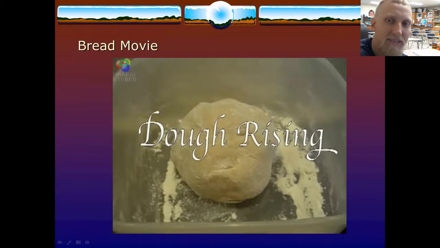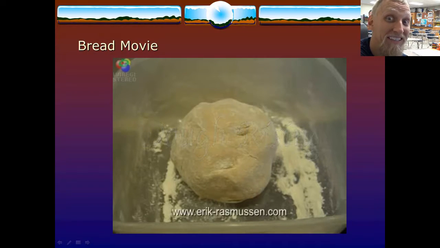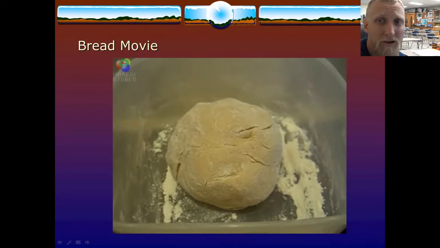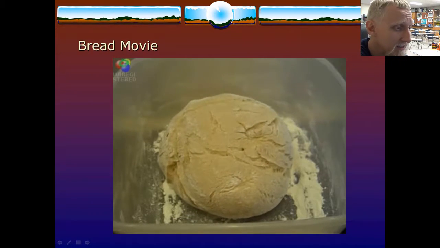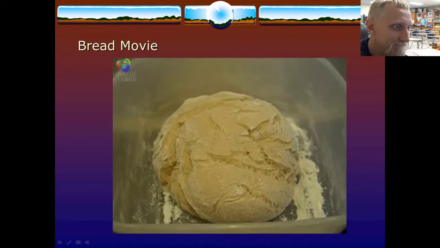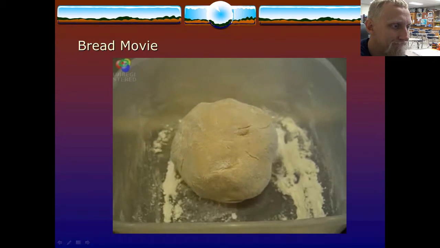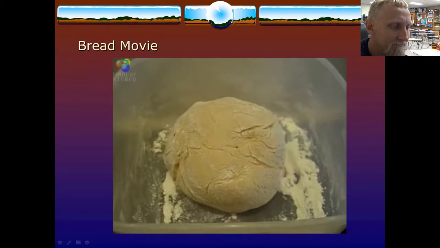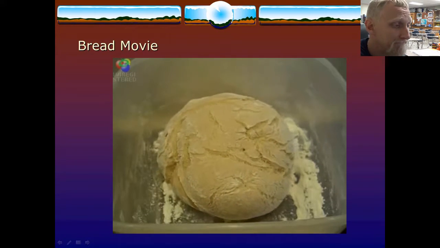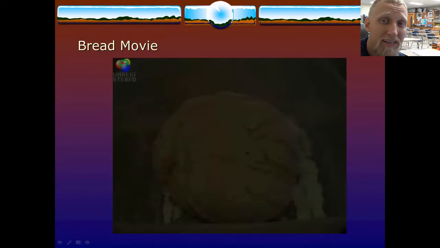This is bread rising. It's fascinating. Then they reverse the motion so it shrinks, but it doesn't actually shrink. There's yeast in there. Kind of looks like a beating heart.